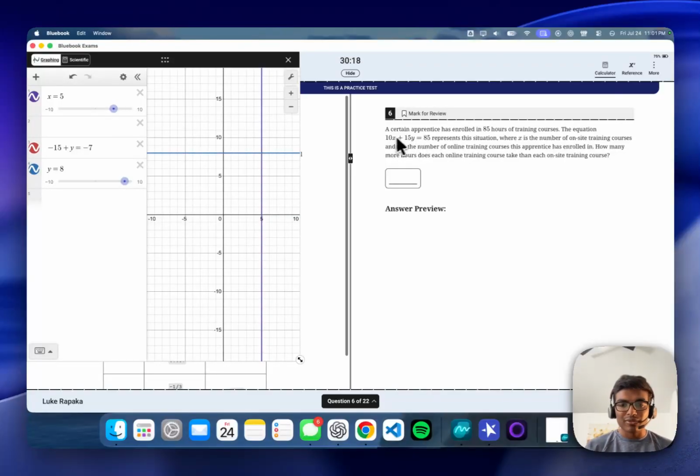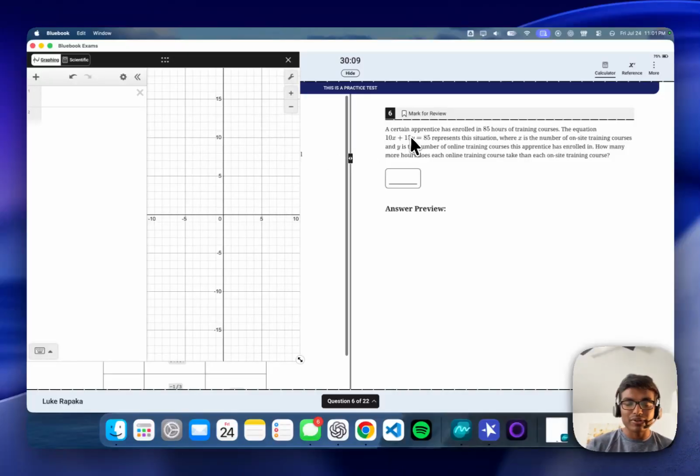So we actually don't really need to do too much to this. It's just asking how many more hours each online course takes than on-site. We know that the online courses take 15 hours and the on-site courses take 10 hours. So simply 15 minus 10 is 5. So that would be our answer.